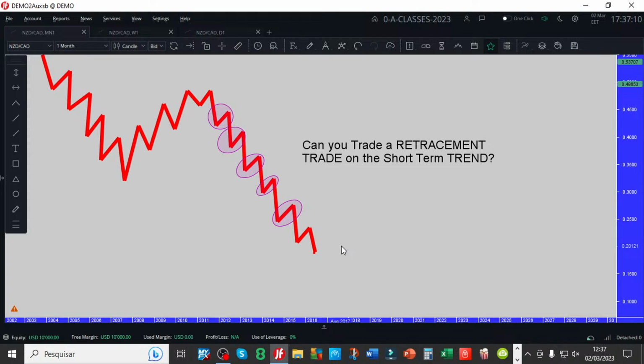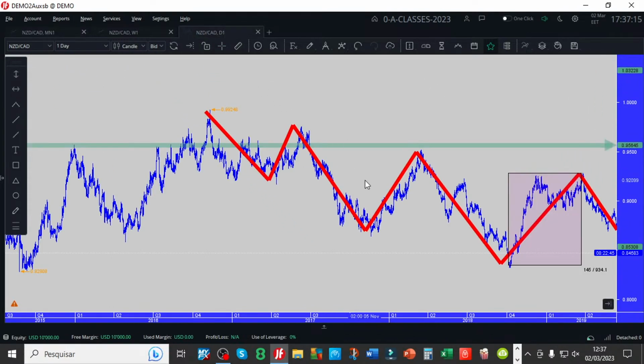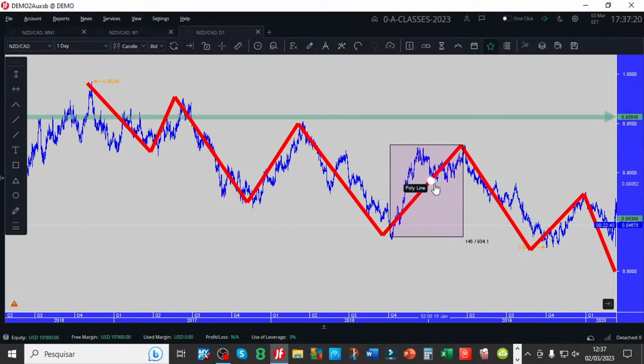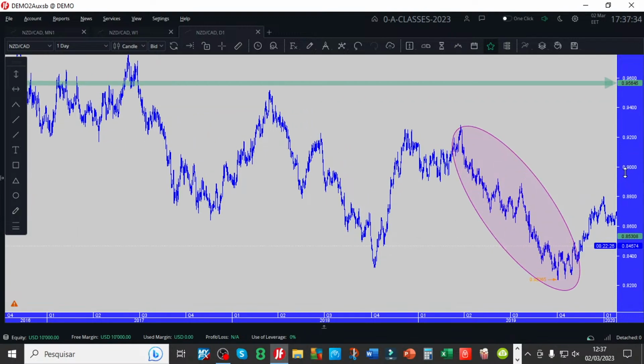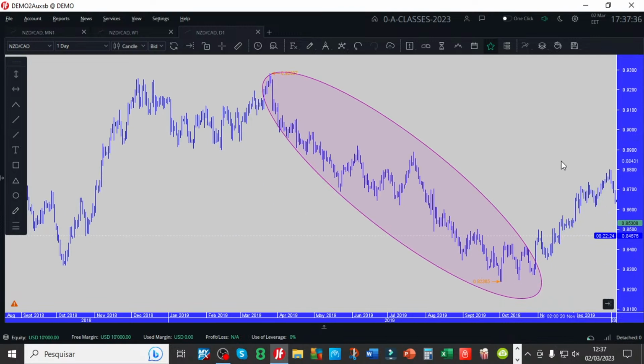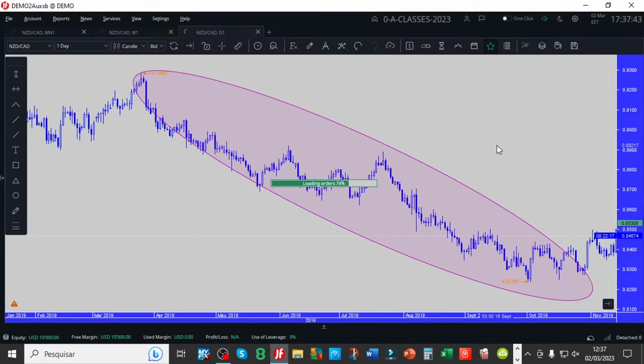Okay, now if this is the short-term trend on NZD CAD, right? Let's find a great trend. So here is the trend, right? Okay, this would be a great example. Market moving down, up and down, right?